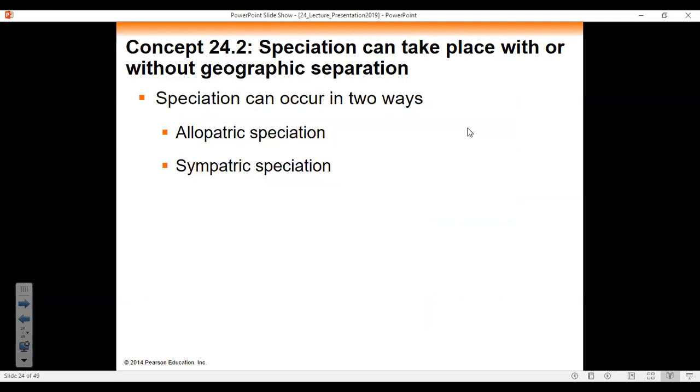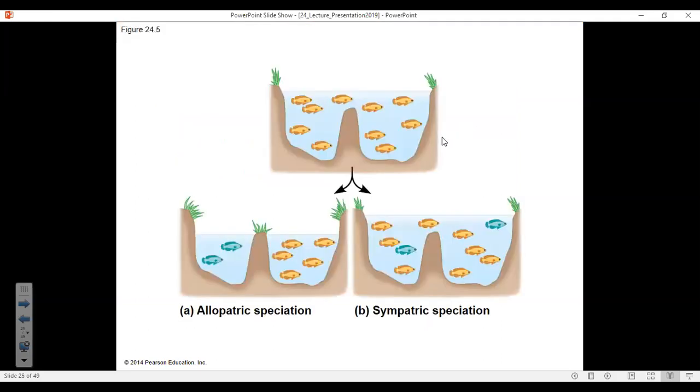And geographic isolation means just what it sounds like. Geographic is talking about some sort of land, right? And separation, some sort of land or some sort of physical feature is going to separate two species. So in our first scenario here, we have allopatric speciation. Allopatric speciation is when we have a separation by some physical barrier, resulting in geographic isolation. We are actually separating these two species.